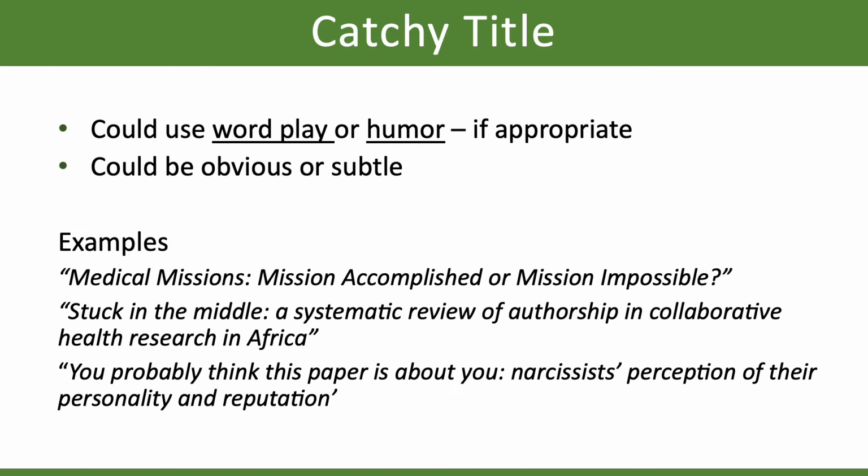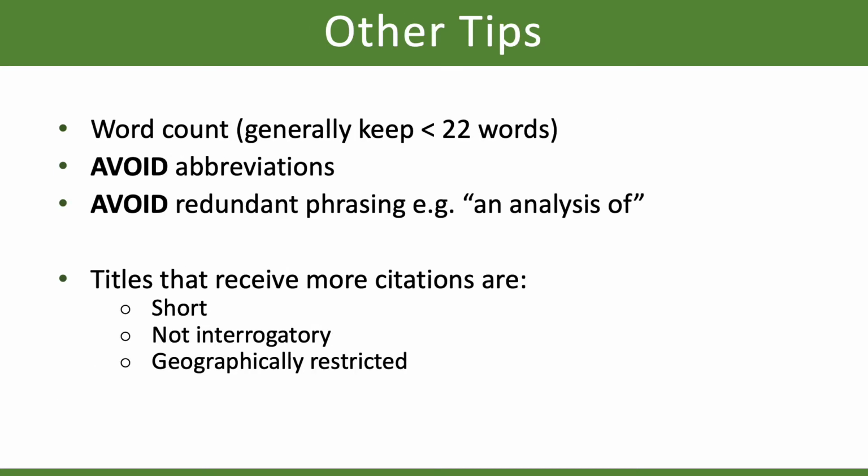A subtly catchy title could be a good idea. However, a more obviously catchy title with a lot of humor may not be appropriate for some journals and should be used carefully. Other tips for titles include keeping the word count below 22 words, avoiding any abbreviations and instead writing them out in full, and avoiding redundant phrases such as an analysis of.